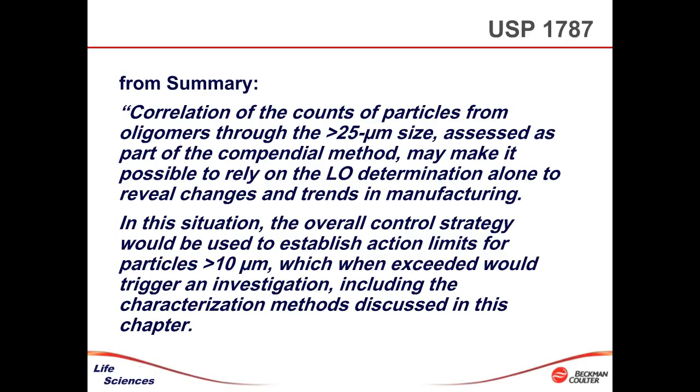In this situation, an overall control strategy would be used to establish action limits for particles greater than 10 microns, which when exceeded would trigger an investigation, including the characterization methods discussed in this chapter. So it's saying the information could point to other aspects of production or process control, and they are encouraging, and again, 1787 is recommendation only, encouraging looking at and using that data, maybe even thinking about alert or action limits based on some of that to look at the process.